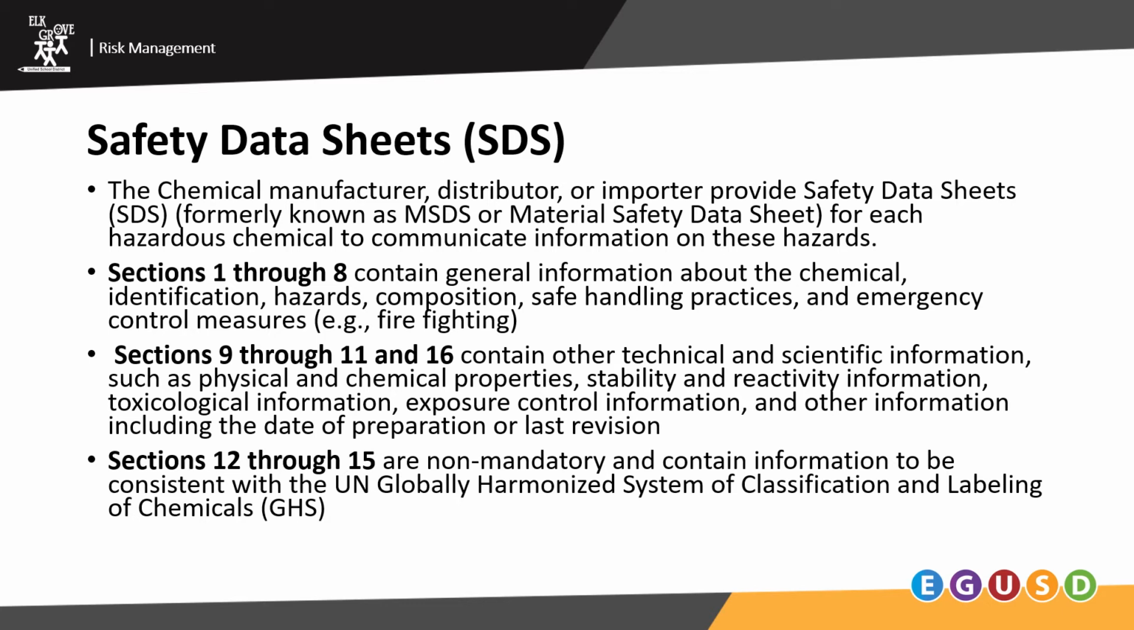for example, firefighting. Sections 9 through 11 and 16 contain other technical and scientific information, such as physical and chemical properties, stability and reactivity information, toxicological information, exposure control information, and other information including the date of preparation or last revision. Sections 12 through 15 are non-mandatory and contain information to be consistent with the UN Globally Harmonized System of Classification and Labeling for Chemicals, GHS.